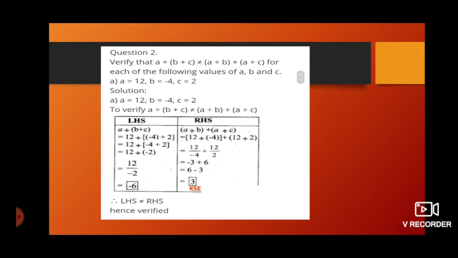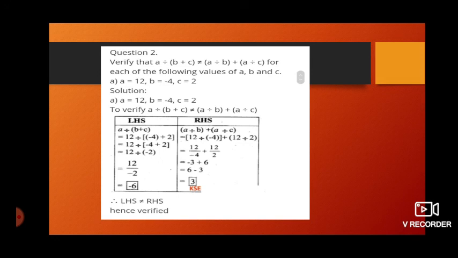Next, question number 2. Verify that A divided by (B plus C) is not equal to A divided by B plus A divided by C. Is it looking like anything? Means, have you seen this type of thing anywhere, children? Yes, children, we have the same thing in multiplication. Instead of division, we use multiplication there. That is called the distributive property. But that property will not be satisfied by the division process.